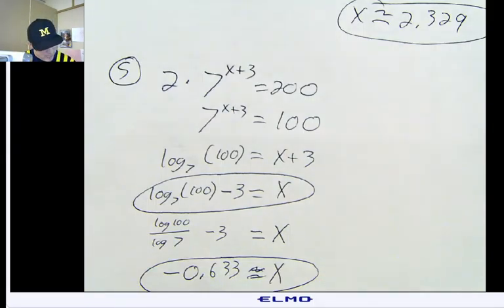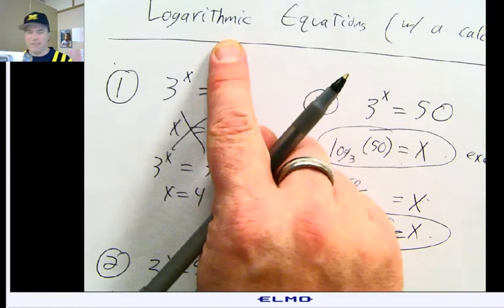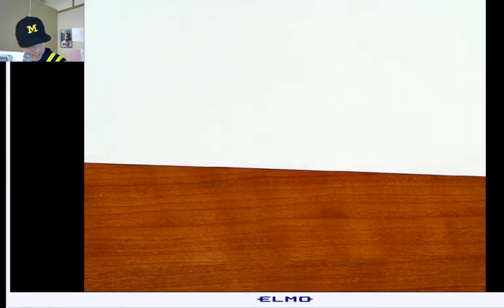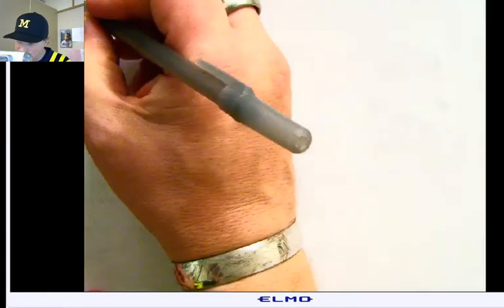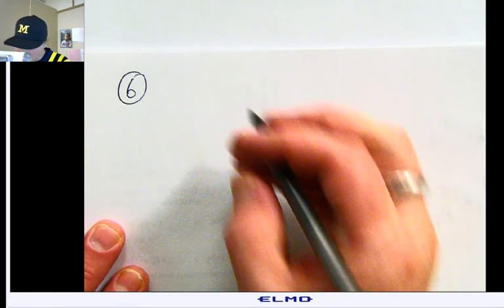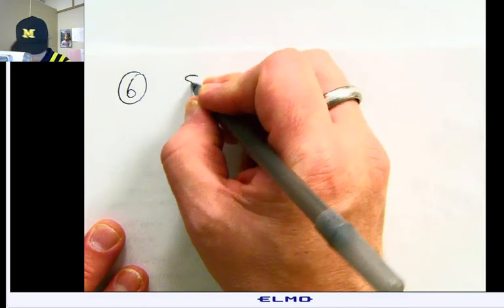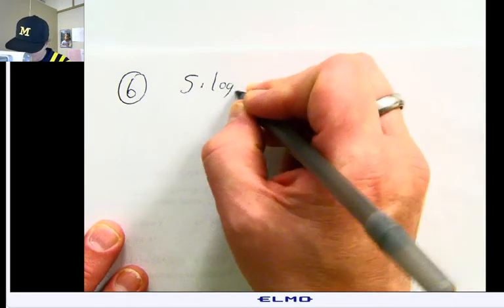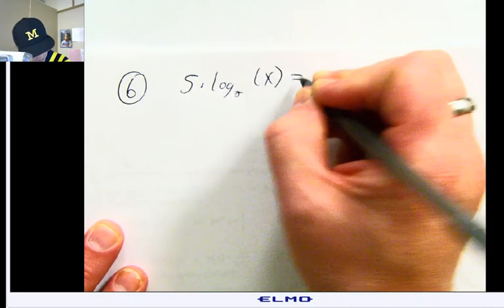Okay, so that is dealing with exponents. Now what about the other one? We also needed to solve some logarithmic equations, and I just have 2 examples of solving logarithmic equations. So this is example 6. Example 6, I have 5 times log base 2 of x equals 30.